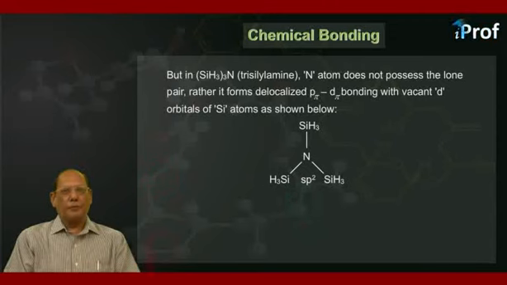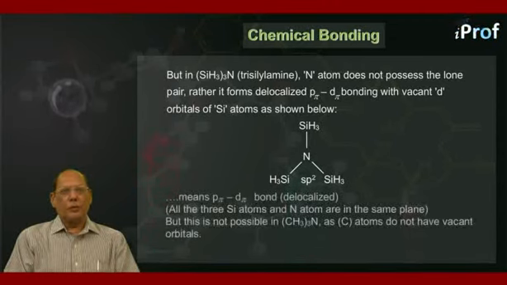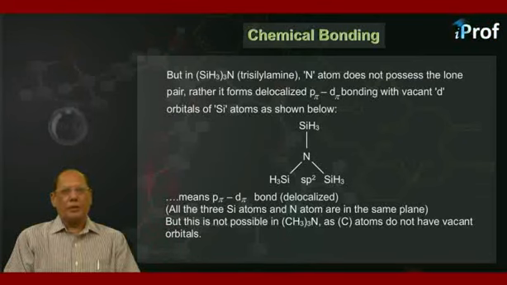Here you see that nitrogen is in the sp2 state. Dotted lines represent, as usual, the p-pi d-pi delocalized bond. All the three silicon atoms and the nitrogen atom are in the same plane. But this is not possible in trimethylamine, CH3 whole 3N.